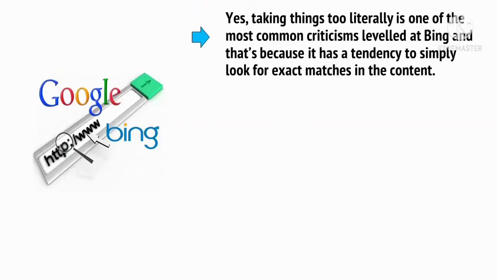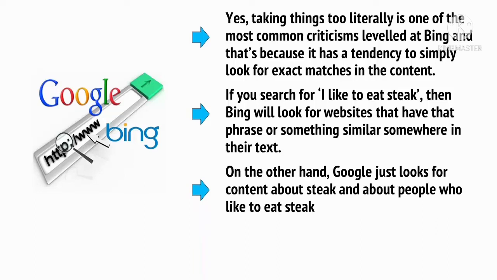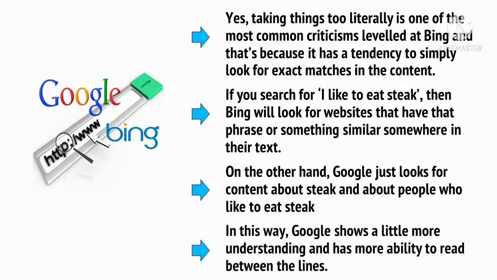Yes, taking things too literally is one of the most common criticisms leveled at Bing, and that's because it has a tendency to simply look for exact matches in the content. If you search for "I like to eat steak," then Bing will look for websites that have that phrase or something similar in the text. On the other hand, Google just looks for content about steak and about people who like to eat steak. In this way, Google shows a little more understanding and has more ability to read between the lines.